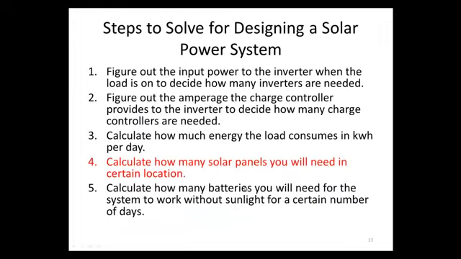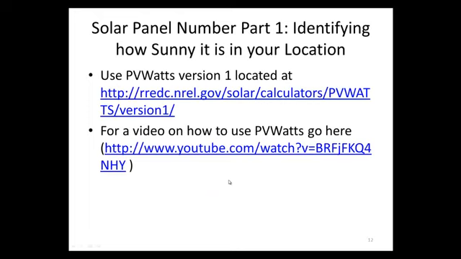So step 4 is to calculate how many solar panels you'll need in a certain location. Sunlight varies over certain locations, so what you're going to need to do is figure out how sunny it is in your actual location. What's nice is that the National Renewable Energy Lab has a program called PV Watts, which is very easy to use and is a simulation to figure out how sunny your area is.